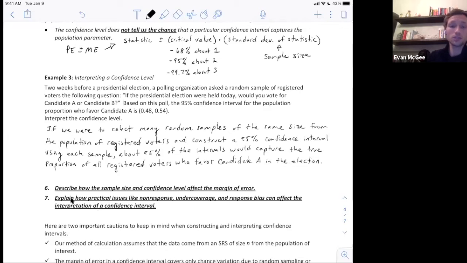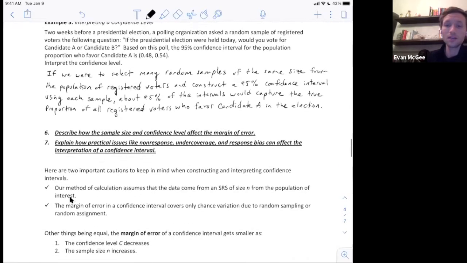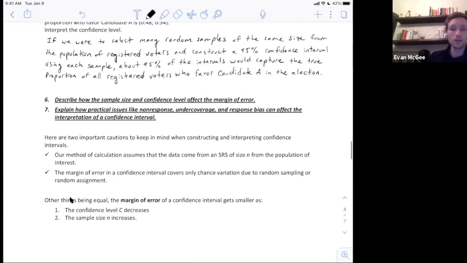Our last two objectives describe how the sample size and the confidence level affect the margin of error. Explain how practical issues like non-response, undercoverage, and response bias can affect the interpretation of a confidence interval. So there are two important cautions to keep in mind when constructing and interpreting an interval. Our method of calculation assumes that data come from SRSs of size n from the population of interest.